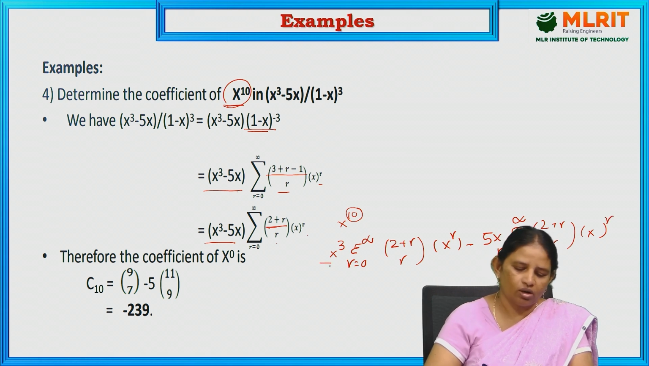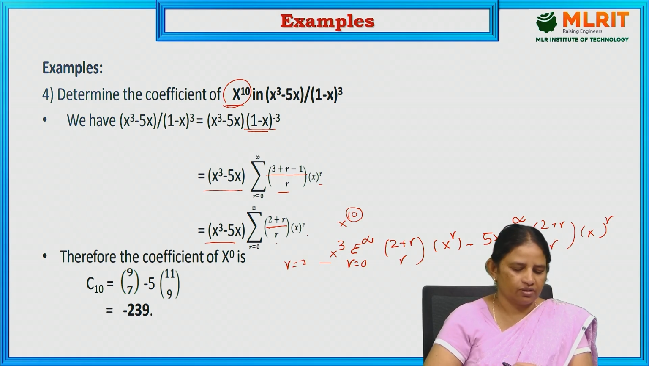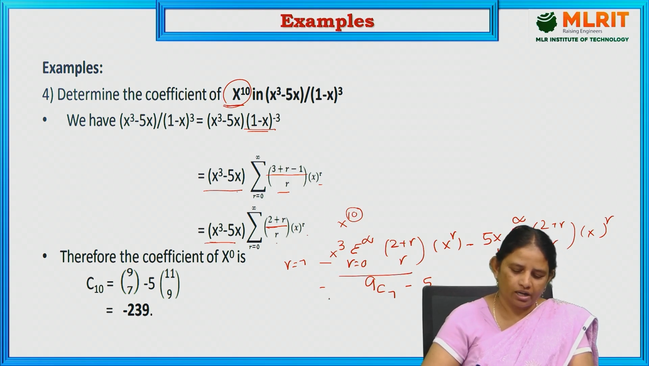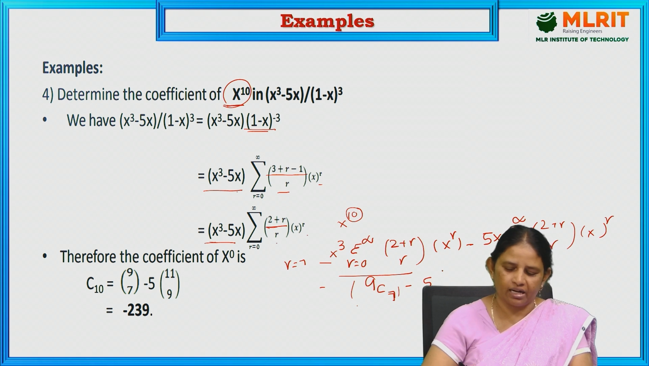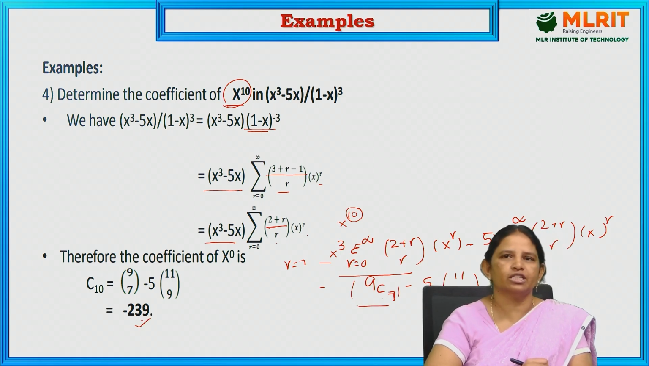After taking all the terms, then r value is 7. The first term is 9C7, minus 5 into, for this one. After simplifying all this expression, r is equal to 7, then we'll get 9C7. This is the final value. For the second term, to get x power 10, then r value is 9. Then simplifying this value and subtracting the final value, we'll get minus 239.